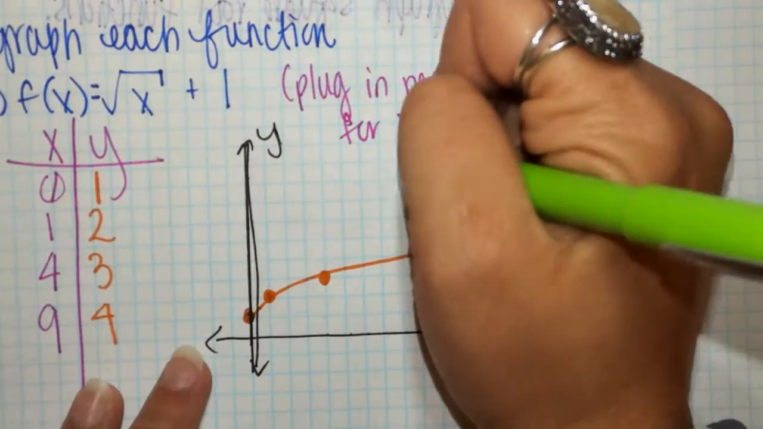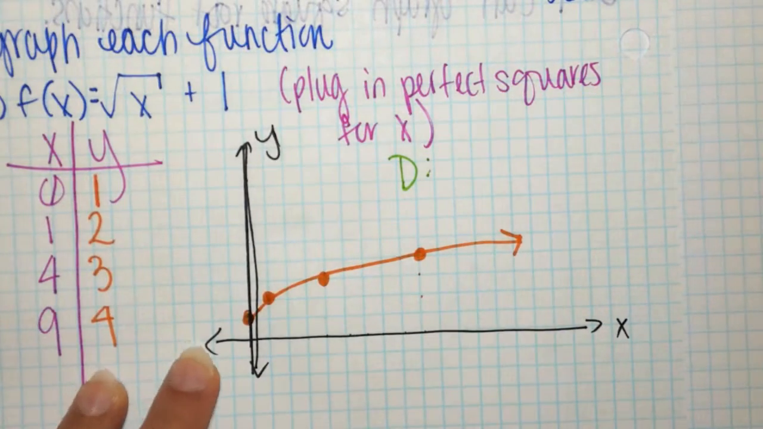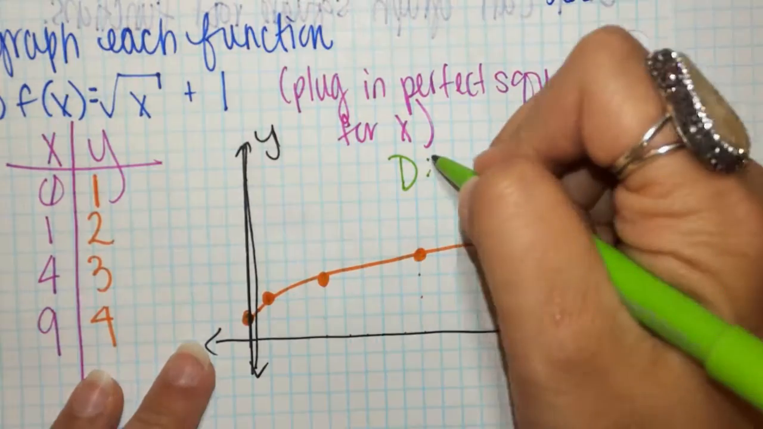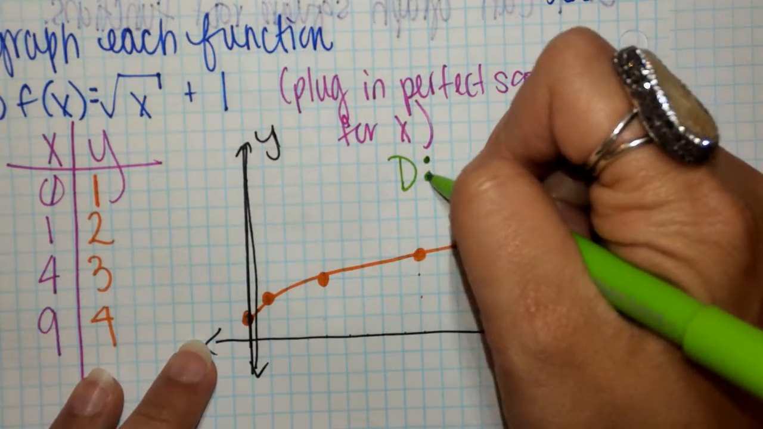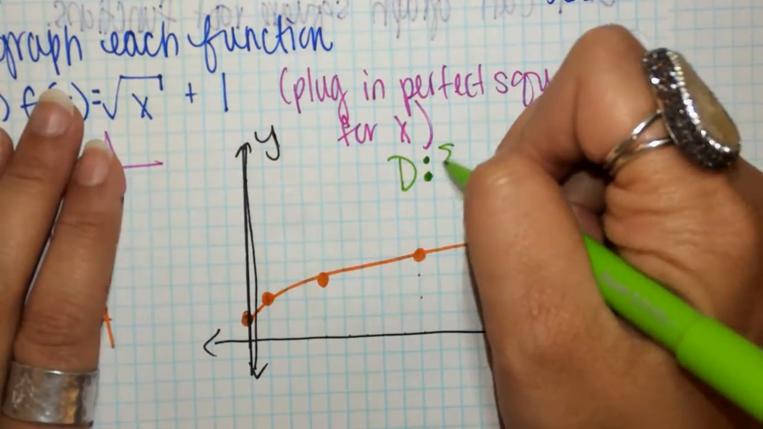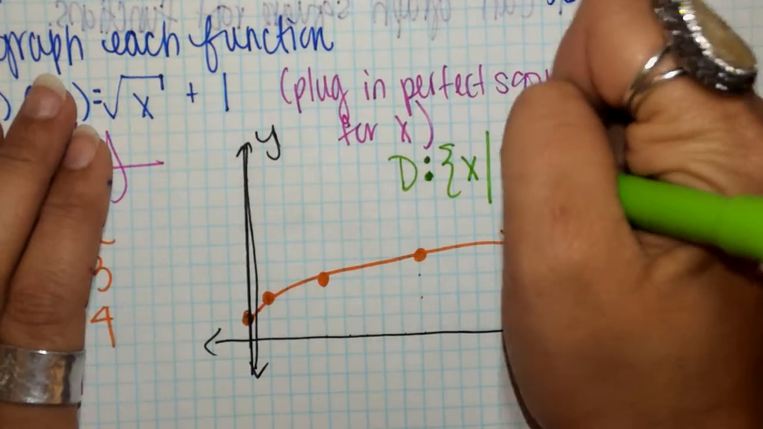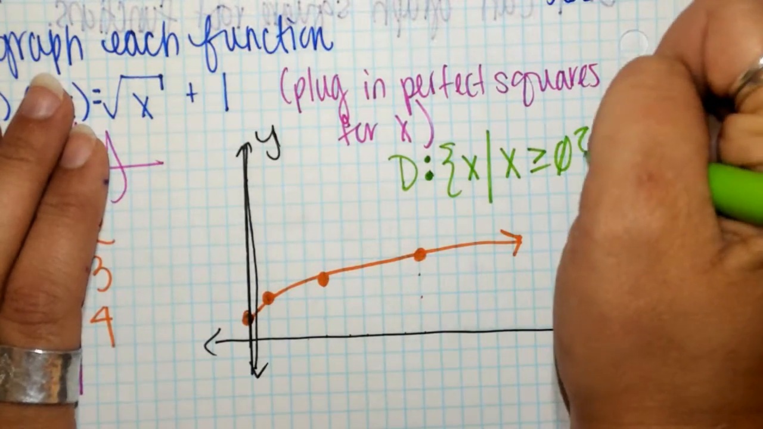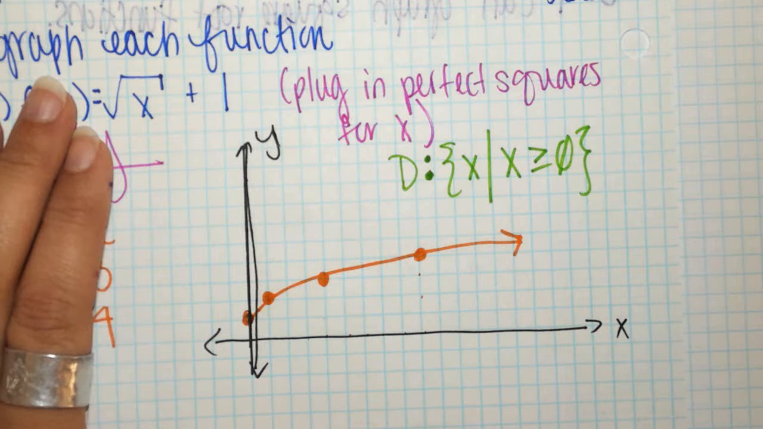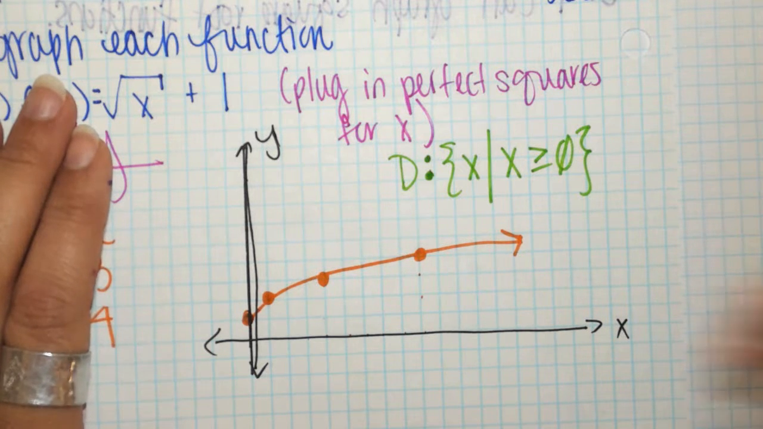So my domain is my x values, right? And what x values can I plug in? Can I plug in negative? Can I plug in positive? Can I plug in 0? Yes. So it's x when x is greater than or equal to 0. Remember that worksheet we did on quadratics where you had to label those? Still doing the same thing.